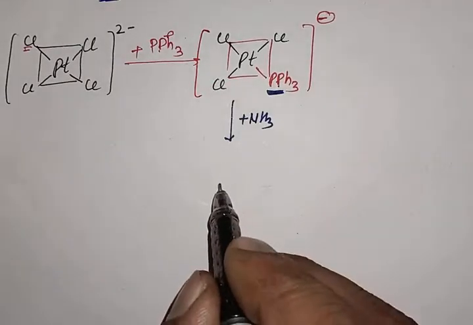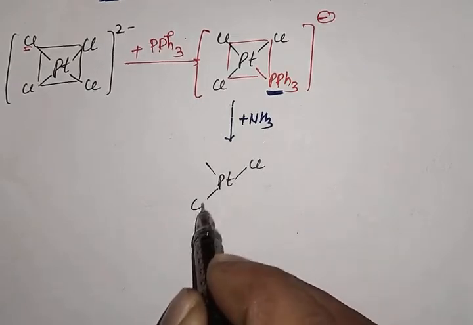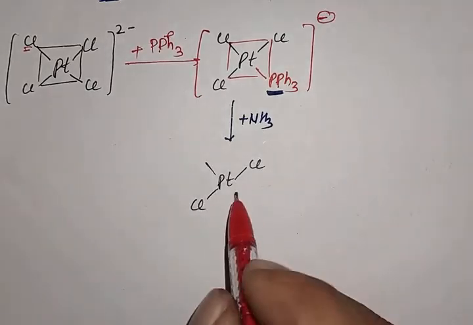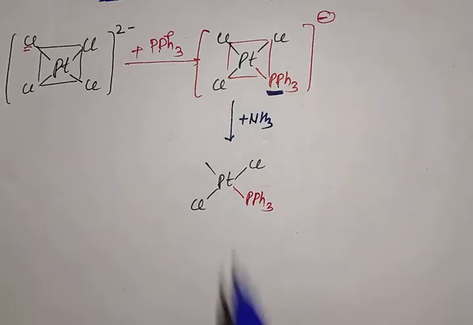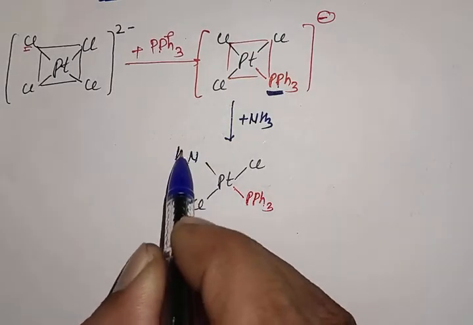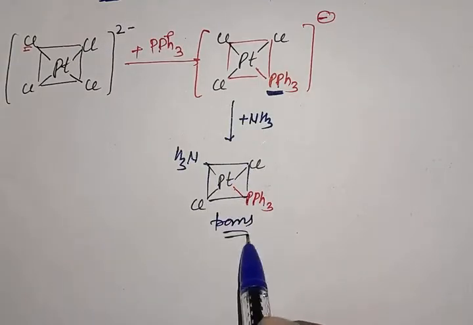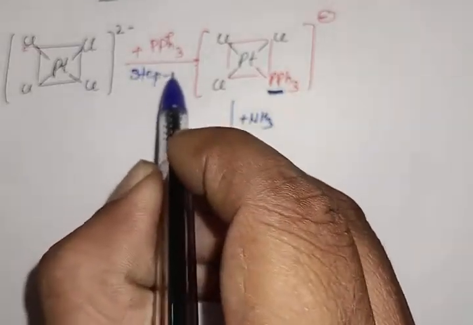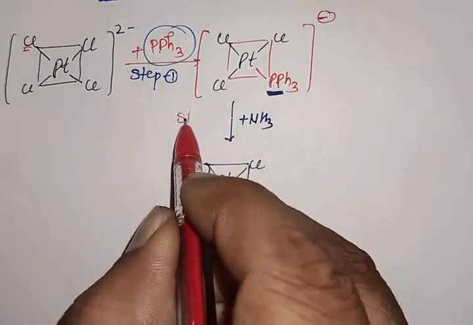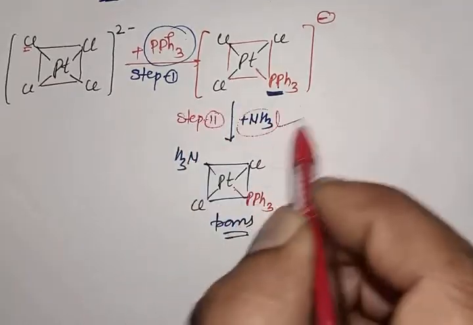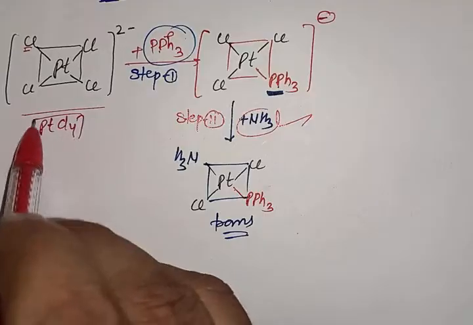The new complex will form as Pt, here Cl, here Cl, and the triphenyl phosphine ligand is already present at its position. The incoming ligand ammonia will occupy the position trans to the triphenyl phosphine ligand. This complex is our trans complex. So the suitable route is, in the first step we will add the ligand triphenyl phosphine, and in the second step we will add the ligand NH3, and our starting complex will be PtCl4 2 negative.